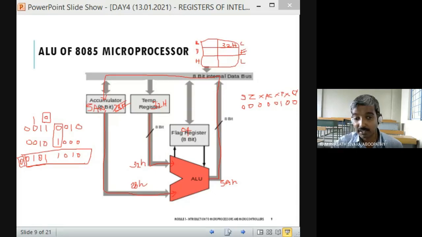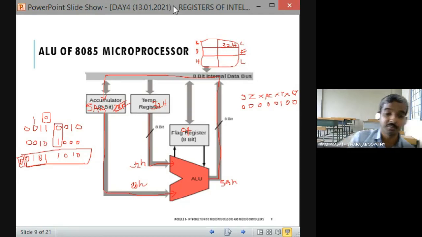To write this particular program, you must know what registers are present, what their size is, and how to handle those registers. For example, when you are performing the addition of two data, you must use the accumulator register to store one of the data. Clear? Similarly, after an ALU operation, the result must be present in the accumulator. These things you have to know when you are writing ALP, assembly language programs. Okay, fine. Now we will proceed.